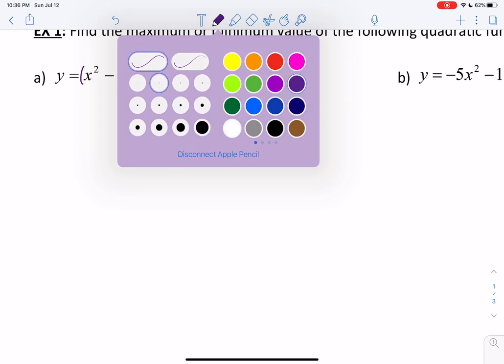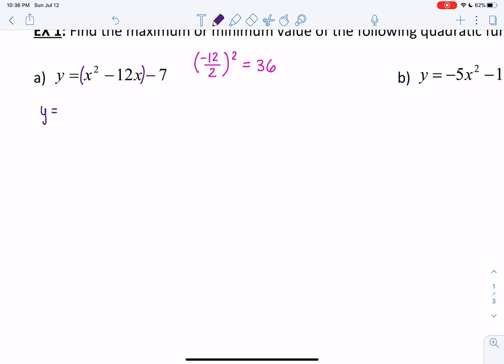Now what we're going to do with that 36 is add it in the bracket to turn this into a perfect square trinomial. But we can't just randomly add things to our equations. That doesn't work because then it's not the same. So if I'm going to add 36, I also need to subtract 36 because that's the same as adding 0. So it's not like I really changed anything. Now we still have that negative 7 hanging out at the end, so let's make sure we include that.